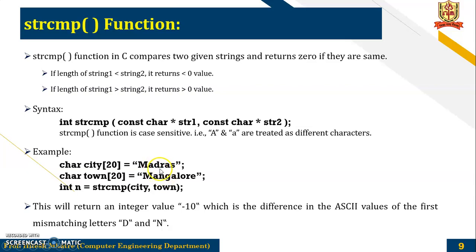So it will return a negative value as we have discussed earlier, that is, if string 1 is less than string 2, it will return a value less than 0. Now when you execute this, you will get a value of minus 10. This is nothing but the difference between the ASCII values of d and n.